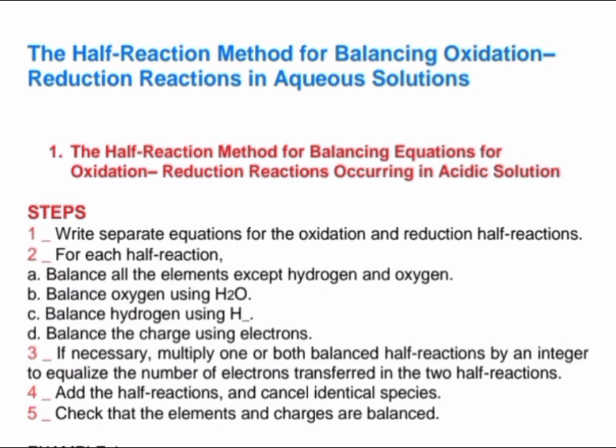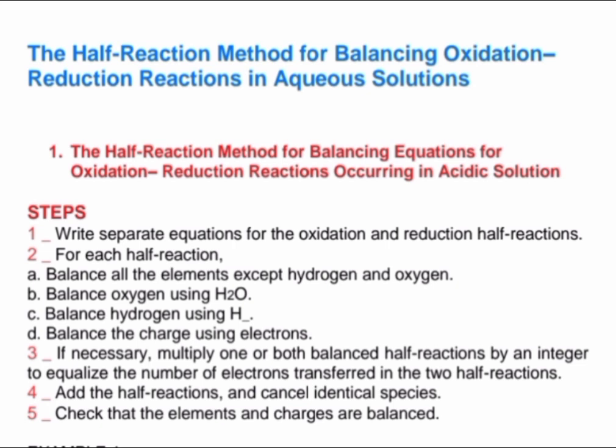Step 1, write separate equations for the oxidation and reduction half reactions. Number 2, for each half reaction, A, balance all the elements except hydrogen and oxygen. B, balance oxygen using water. C, balance hydrogen using hydrogen ions. And D, balance the charge using electrons.